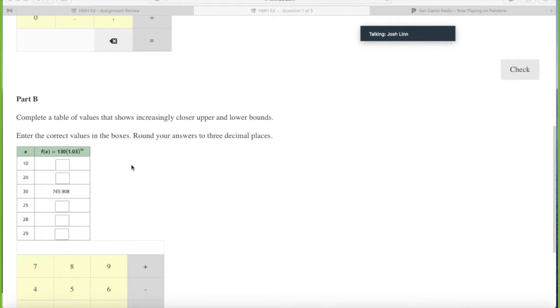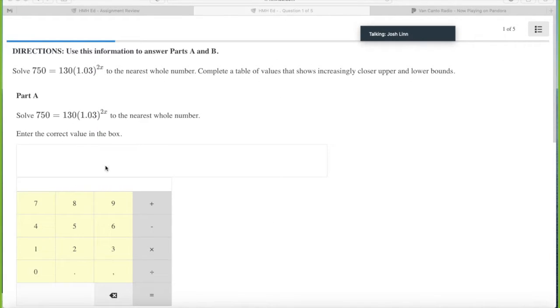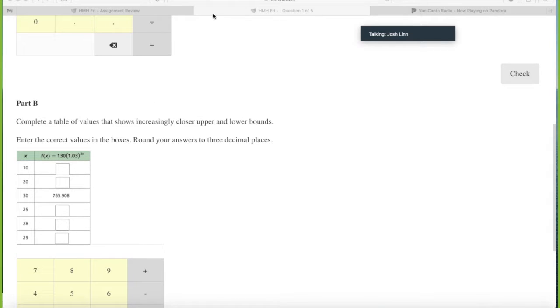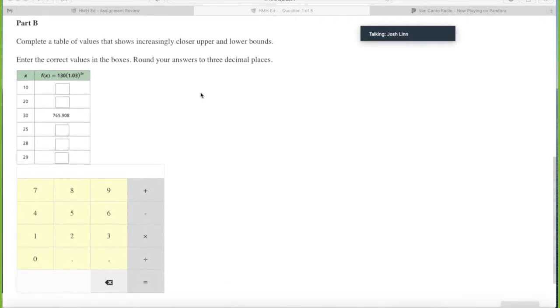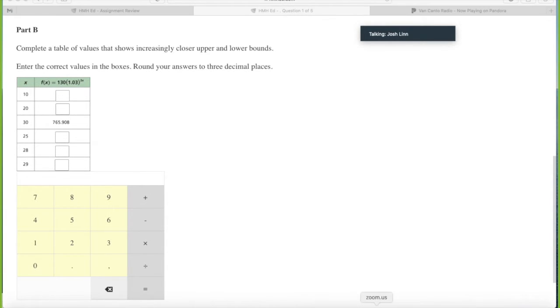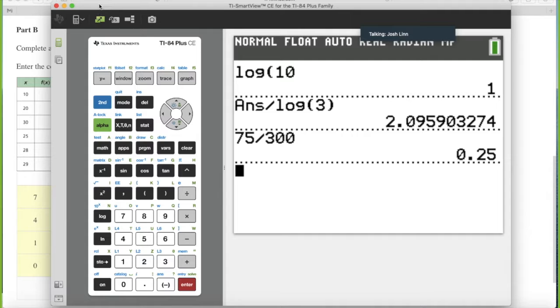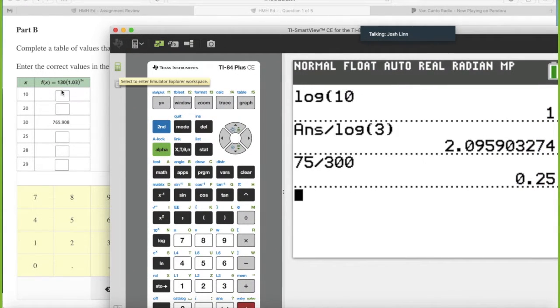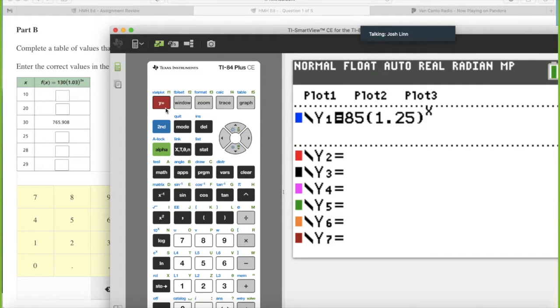In my humble opinion, it doesn't make sense for us to solve first and then fill out a chart, because the chart is meant to help us solve. So we're going to start with part B first. And again, we can just use our calculator for this. So we're going to pull that up, and we can enter this equation right here into our calculator.